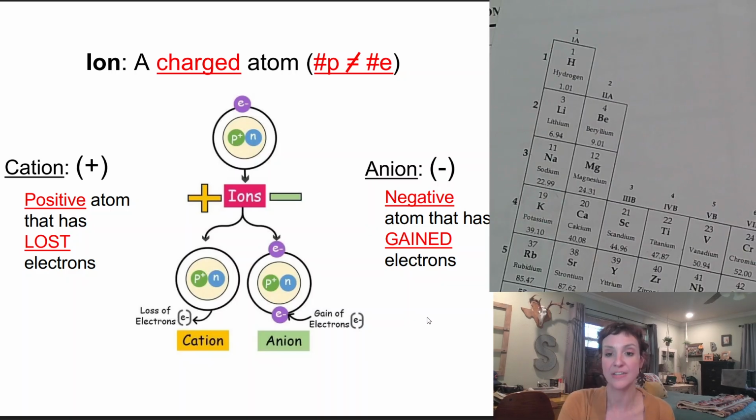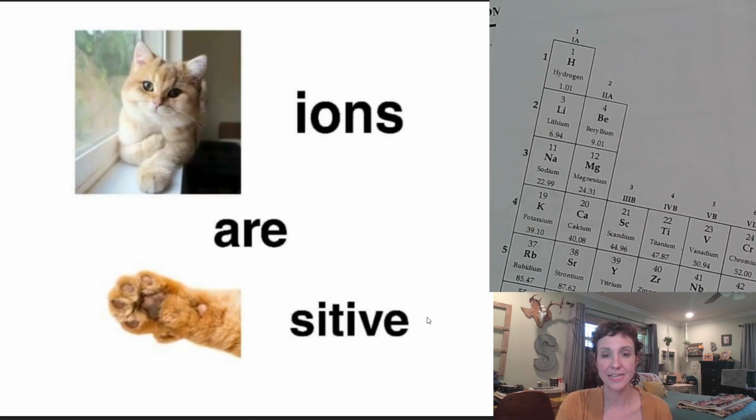The way I remember the difference between cations and anions, I'm going to come back to this, is cations are positive. Yes? Cations are positive. And I remember that cats are losers. Not because they are losers, but that just helps me remember that cations become positive because they lose electrons, okay?